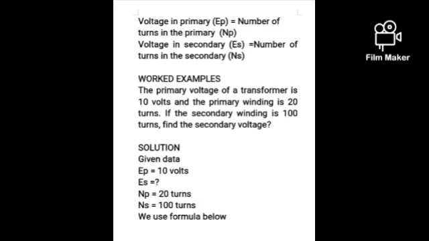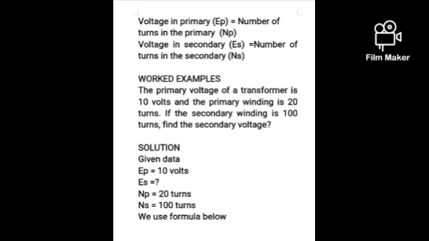Now we can see it here. The voltage in the primary is called EP. The number of turns in the primary is called NP, and the voltage in the secondary is called ES. The number of turns in the secondary is called NS. Now let's look at this example. We are told that the primary winding of a transformer is 10 volts and the primary winding is 20 turns. Now if the secondary has 100 turns, find the secondary voltage.